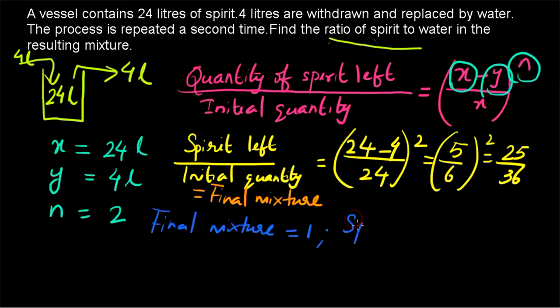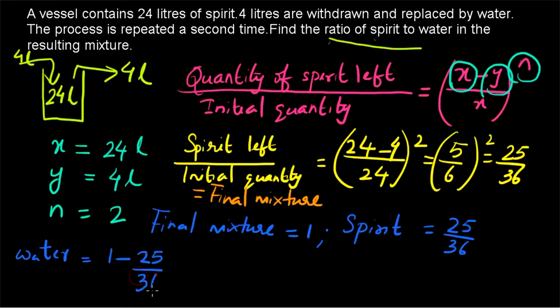So the spirit left in the final mixture is equal to 25 by 36. So what is the water present in the final mixture? It will be given as 1 minus 25 by 36, that is, the quantity of the final mixture minus the quantity of spirit in the final mixture. So this will be equal to 11 by 36.